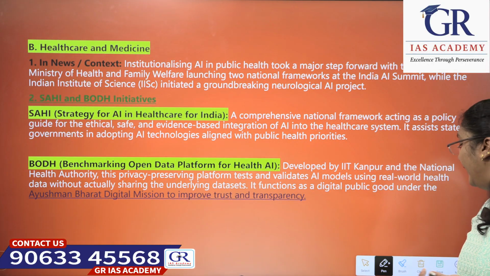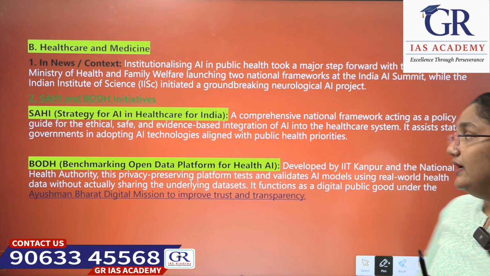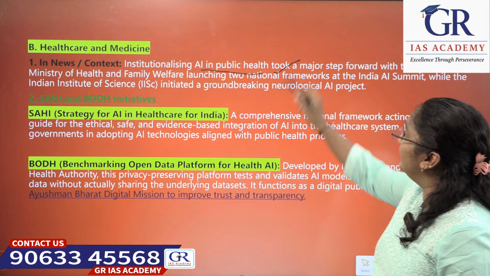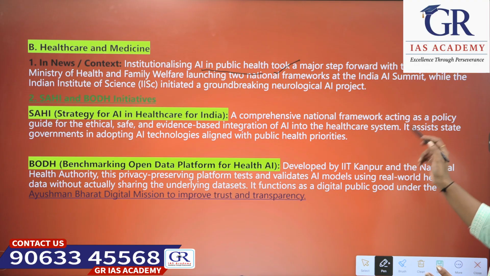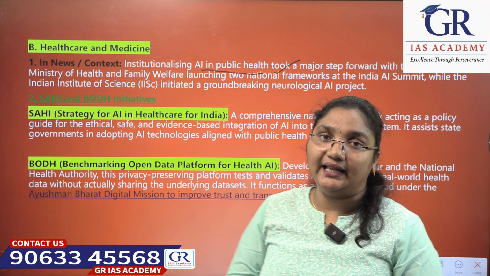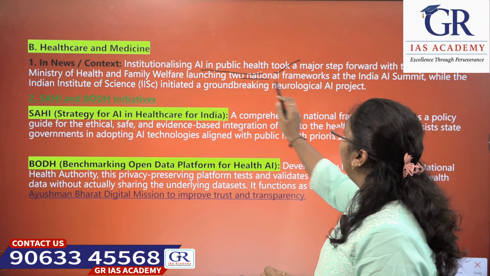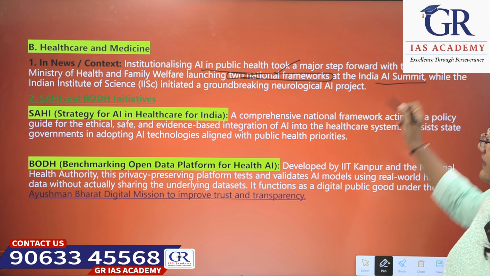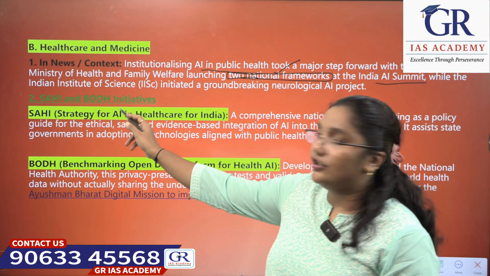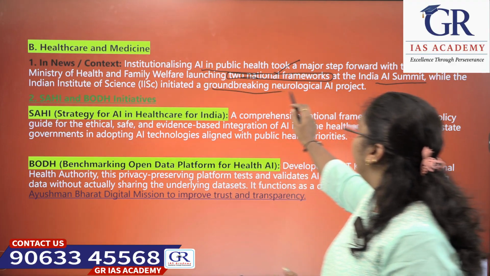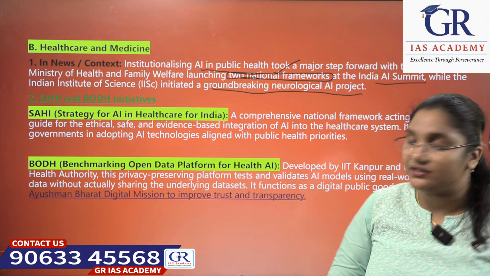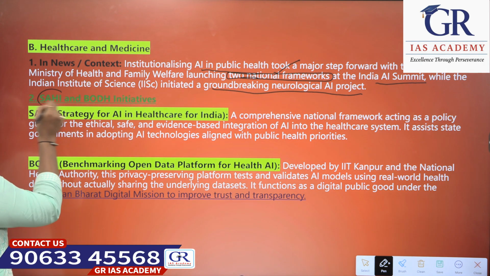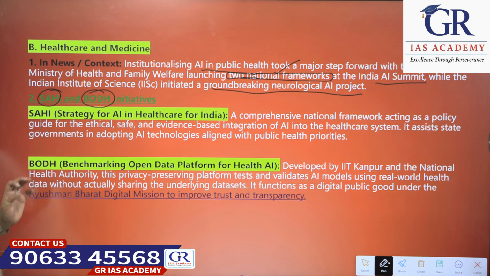Next, the healthcare and medical sector. In the healthcare and medical sector, institutionalizing AI in public health took a major step forward with the Union Ministry of Health and Family Welfare launching two national frameworks at the India AI Summit, while the Indian Institute of Science initiated a groundbreaking neurological AI project. What are those two initiatives? They are Sahi and Bodh.